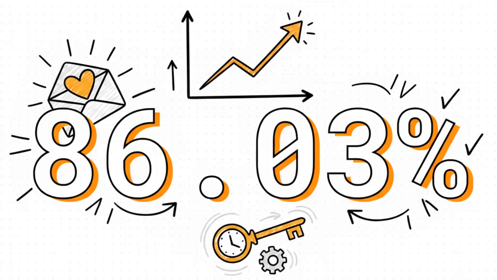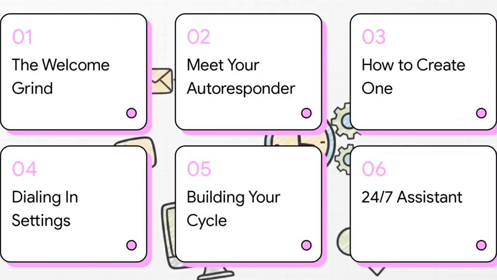86.03%. You know what that is? According to GetResponse's data, that is the average open rate for a welcome email. That's insane. It is probably the highest engagement you will ever get from your audience. This is your one shot, your golden opportunity to make an amazing first impression, and automation makes sure you never, ever miss it.